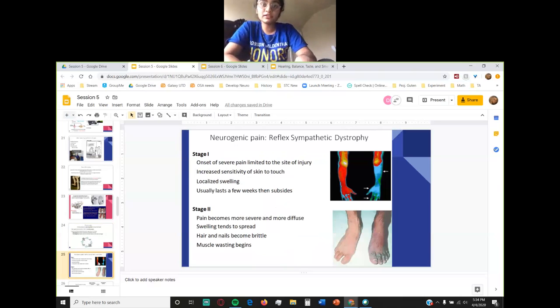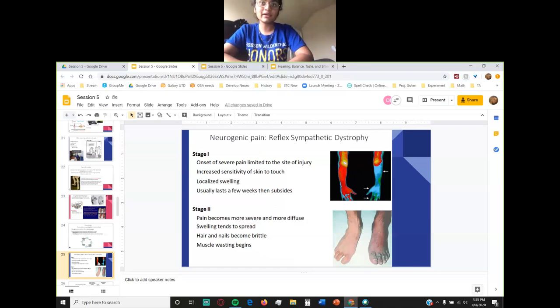Reflex sympathetic dystrophy is a syndrome that occurs when this process of having pain right after an injury and having it disappear once it's healed is disrupted. So stage 1 of this disease would have pain that lasts a few weeks after an injury. So it would last for a little longer than it really should, and then it would subside.